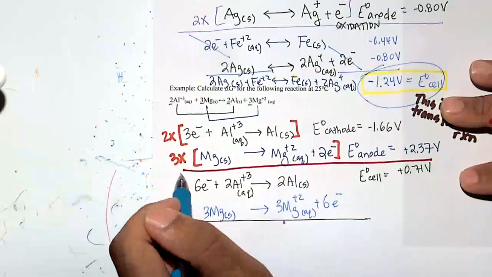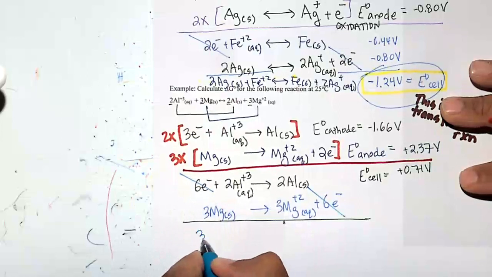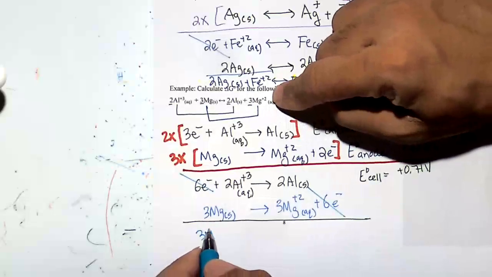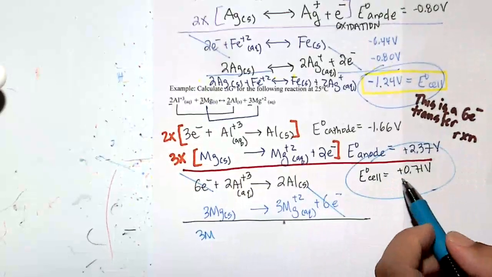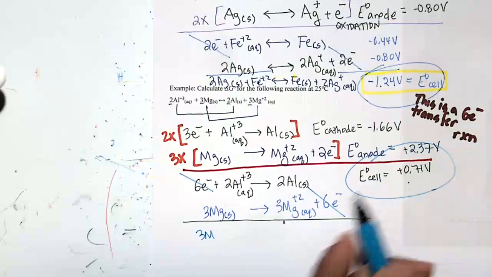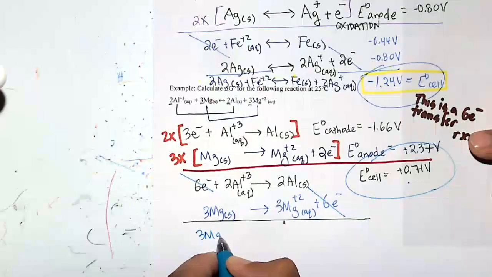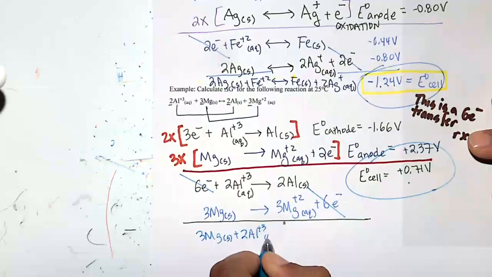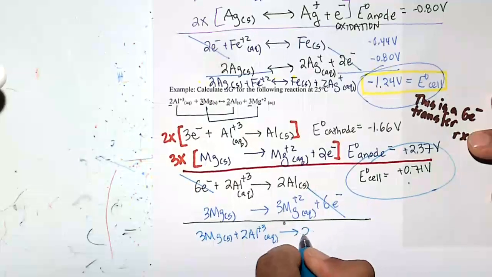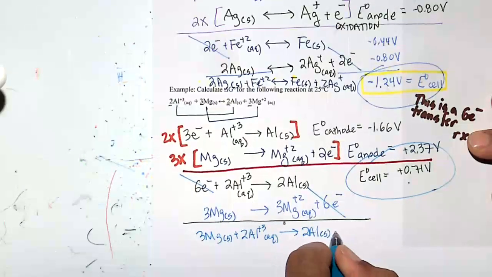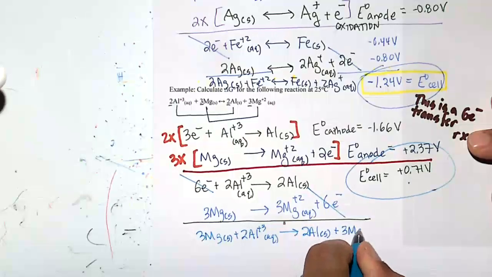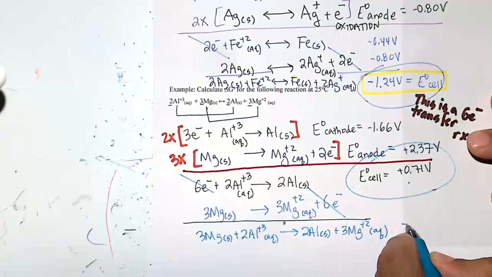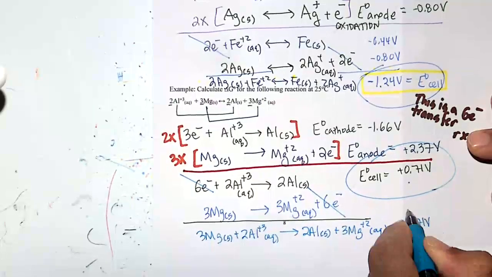Joining these together, the 6 and 6 cancel. We're left with this. We broke it down and built it back up, but in that process, we got Ecell. So we have 3 Mg solid plus 2Al plus 3 aqueous going to 2Al solid plus 3 Mg plus 2 aqueous, with an Ecell of positive 0.71 volts.